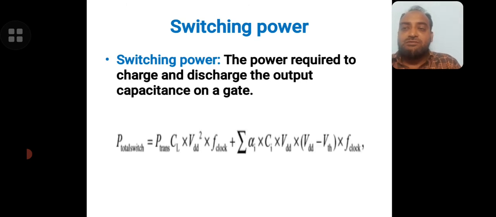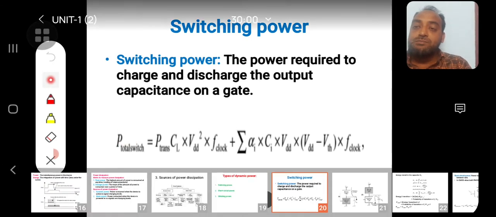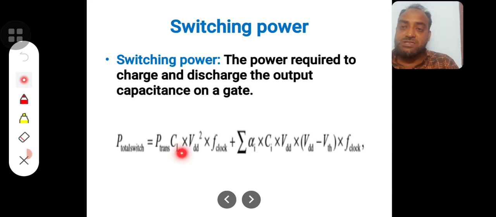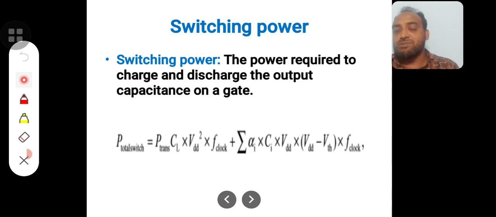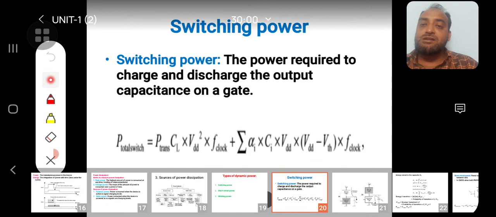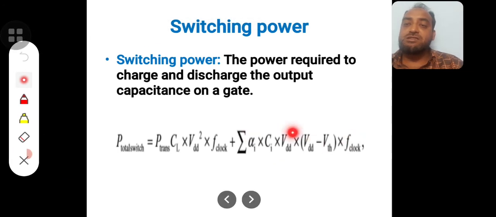Now, the formula for calculating the switching power is P total switch is equal to P transition and load capacitance CL into VDD square into F. That is, P total is equal to P transition into CV square F. Transition power into load capacitance into supply VDD square into clock frequency plus sigma alpha I Ci and VDD into VDD minus VTH into F clock. This is the final formula for the power dissipation.